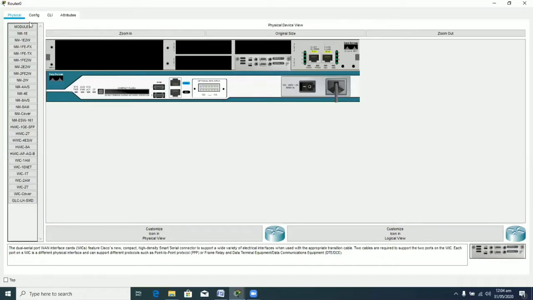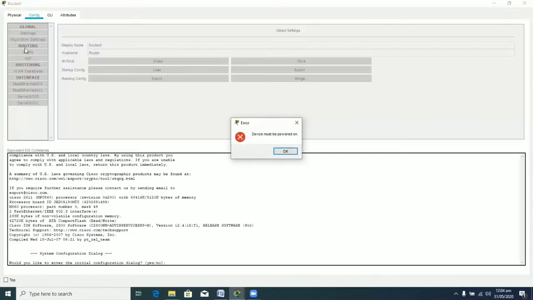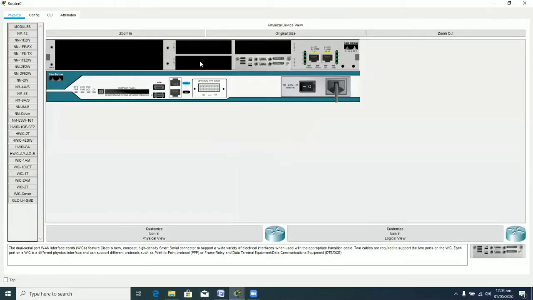And now when I go again to the config tab, I can see that we have Serial 0/0/0 and Serial 0/0/1. Similarly, if you place a WIC-2T module over here, then it will be Serial 0/1/0 and 0/1/1. This position is called 0/2/0 and 0/2/1. And if I place a serial interface over here, then it will be 0/3/0 and 0/3/1. So I can demonstrate it to you.